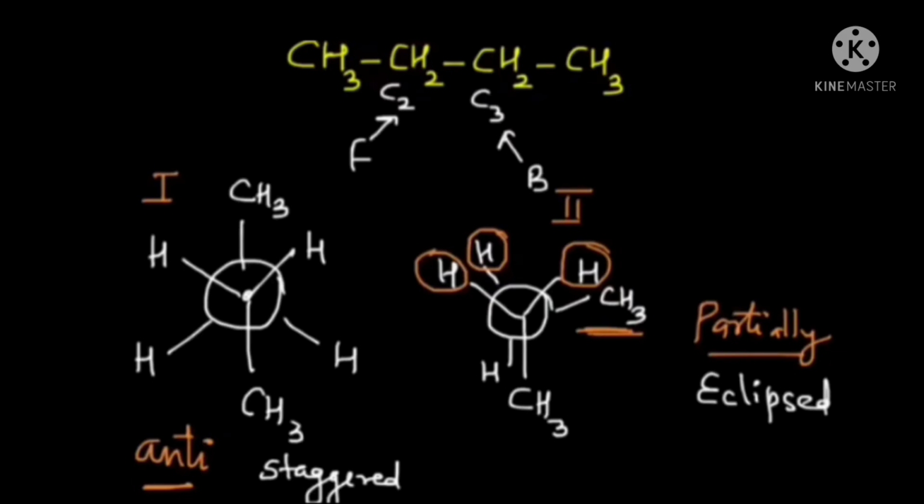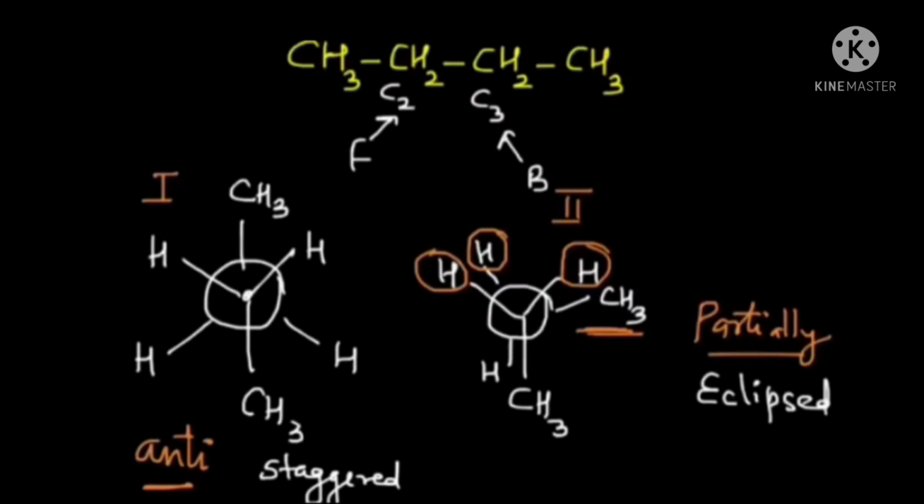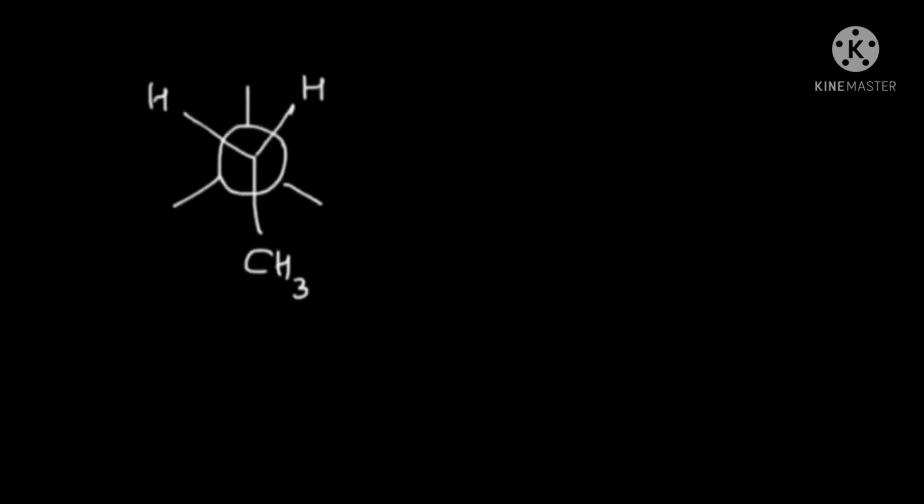You will once again get a staggered form, but let's take a look at what groups will be present where. On the first carbon I have a CH3 here, and then an H and H here. Now let's take a look back once again. The CH3 will come at this position, this H will come here, and this H will be coming on the top.